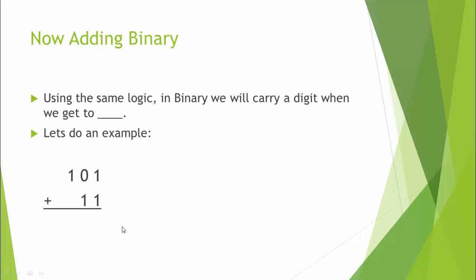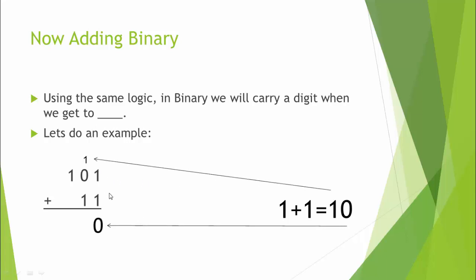So when we add binary, the only difference is we realize that we carry when we reach 2, not when we reach 10. So doing an example here, if we want to add binary 101 to 11, we have to take each column individually. 1 plus 1, though, is equal to 10. And then we put the 0 in the 1s and add the 1 into the 2s column. And if you can do this, you can add binary.